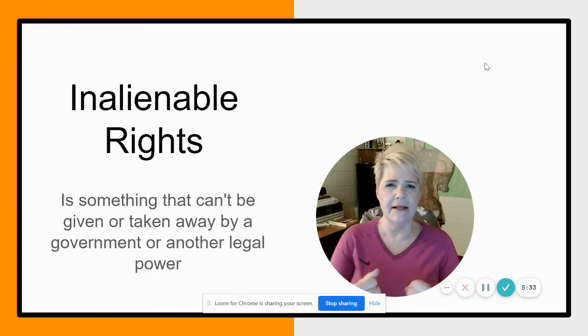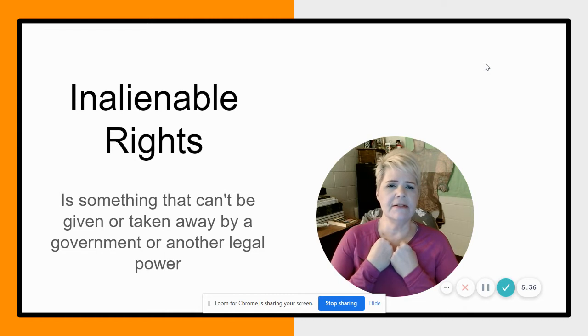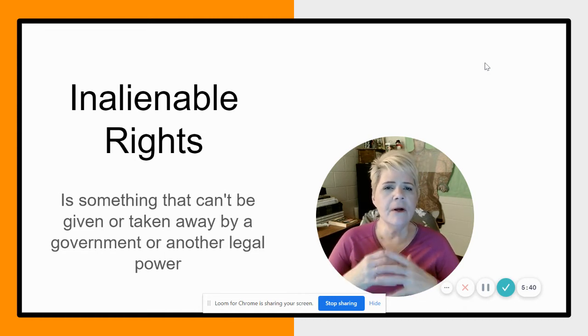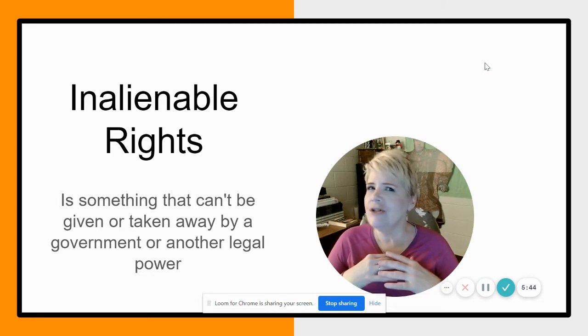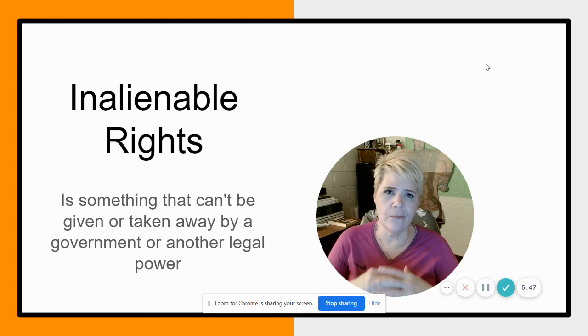Inalienable rights. Inalienable rights are those human rights that nobody can take away because you are human. They're inborn rights. Because you are a human, you have these rights. And a government has no business taking those rights away. Now, they can govern those rights, but they cannot take the rights away.